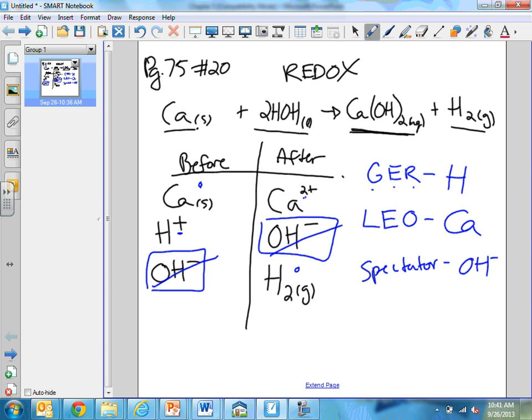When we actually define these, we call the thing that gets reduced an oxidizing agent. Okay, and then the thing that is oxidized, it's the reverse. We call this a reducing agent. So just think of it as the opposite. If it gets reduced, it's an oxidizing agent. If it gets oxidized, we call it a reducing agent.